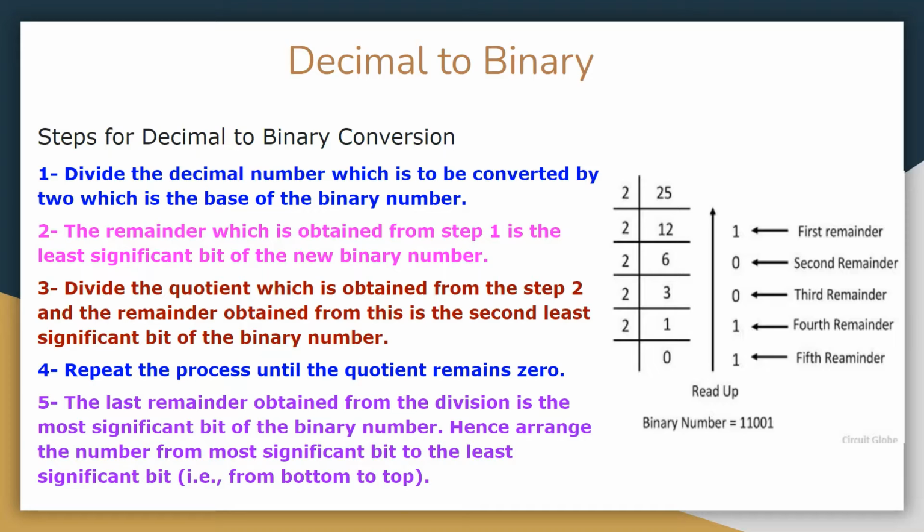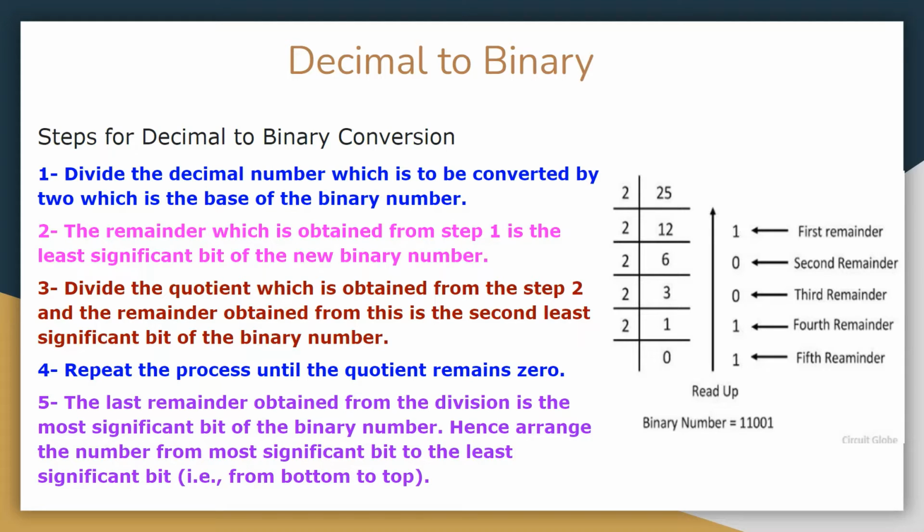25 is divided by 2 and the remainder is 1. Divide the 12 by 2 and it produces remainder 0, so take it separately. And we have to divide the 6 by 2, it also produces a remainder 0, so take it separately. We have 3, we divide it by 2, it produces a remainder 1. And we have 1, it's divided by 2, it produces a remainder 1. So we separate all the remainders.